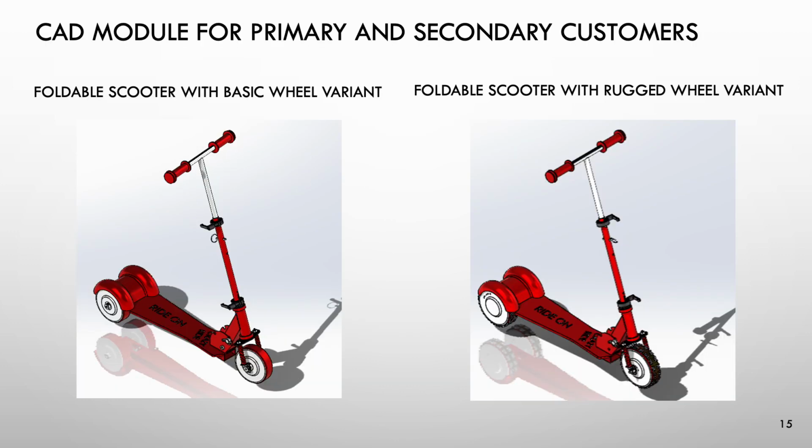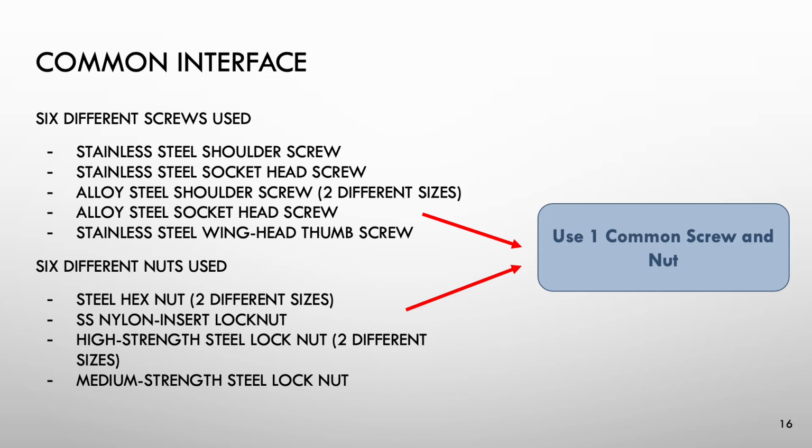Here, we have two variants of the foldable scooter, which are targeted at the primary and secondary customers respectively. For the primary customer of children and commuters, we have a basic wheel design which allows for use on standard surfaces like sidewalks. For the secondary customer of recreational users, we have a rugged wheel variant which provides more grip for the more unusual surfaces.